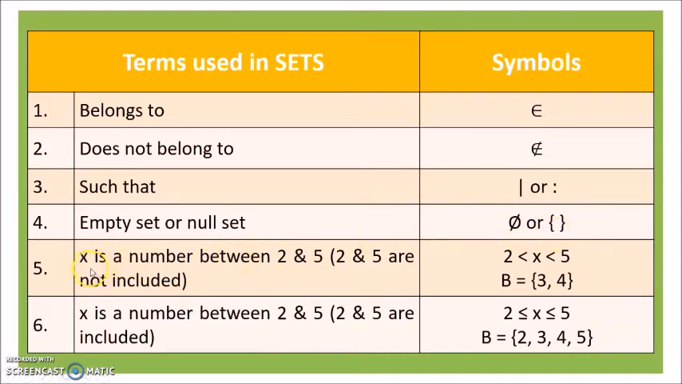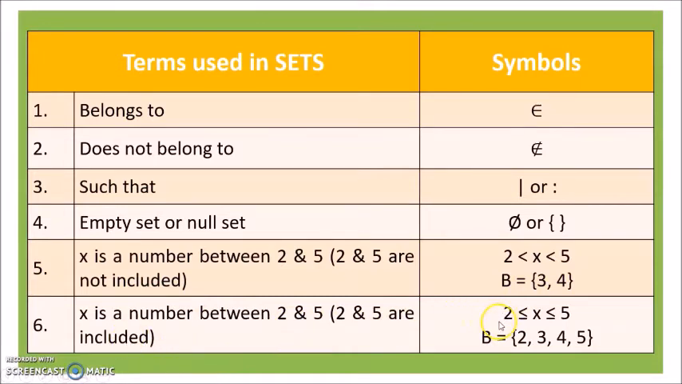Next, x is a number between 2 and 5. 2 and 5 are not included. Okay children, which are the numbers between 2 and 5? 3 and 4. So whenever 2 and 5 are not included, we have to write it as 2 less than x less than 5. So which are the members which will come in this set? 3 and 4.